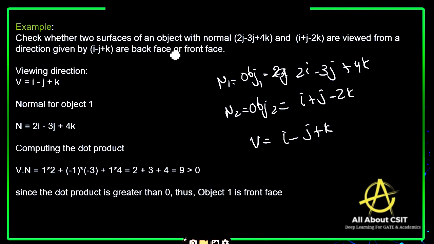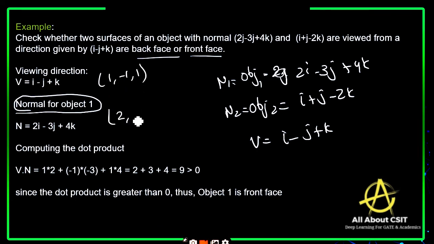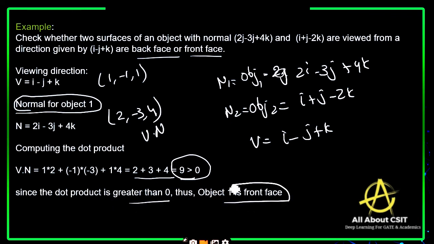So we have to check whether it is a back face or a front face. Let's calculate for object 1. V is there, N is there. The coordinates of V are 1, minus 1 and 1, and the coordinates of N are 2, minus 3, 4. Now compute V dot N: 1 into 2, minus 1 into minus 3, 1 into 4. You will get 2 plus 3 plus 4, that is 9. So 9 is greater than 0. Since the dot product is greater than 0, object 1 is a front face. This is the front face object.